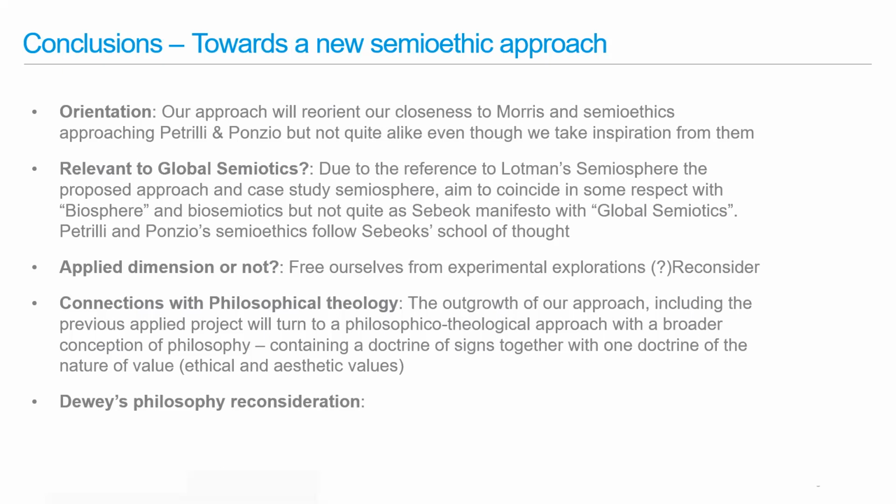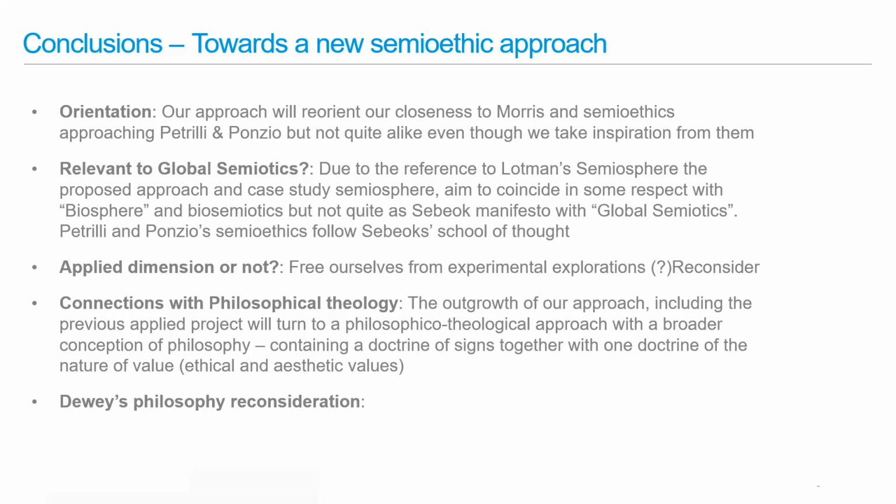Petrilli and Ponzio's semiotics follow Sebeok's school of thought. Since we haven't mentioned important specificities with regard to Lotman and cultural semiotics, we'll continue with these sub-disciplines of semiotics that we consider very important. Are we going to continue with the applied dimension of the previous approach? We might need to rethink it and free ourselves from this path and shift entirely to a biosemiotic approach in concordance with semioethics, yet reconsidering from another angle of thought.